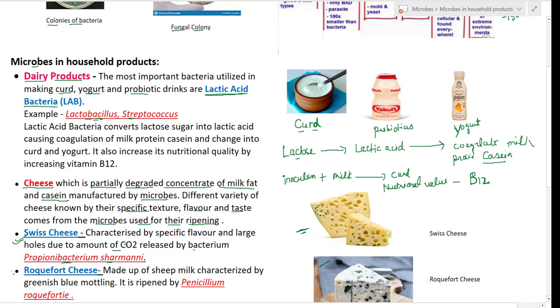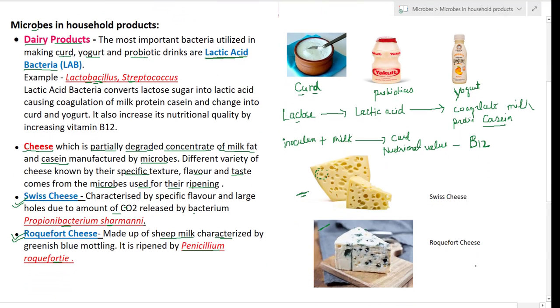Next we come to the Roquefort cheese. The microbe which we use for ripening this cheese is Penicillium roqueforti. It's a fungus actually, and this is made from sheep milk. You can clearly see here in Roquefort cheese that there is a green-blue mottling on the cheese block. This mottling is due to the activity of Penicillium roqueforti, and due to this green-blue mottling, it is also known as blue cheese. So this is Roquefort cheese made by the activity of Penicillium roqueforti.